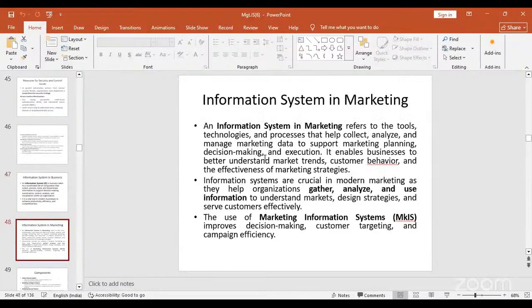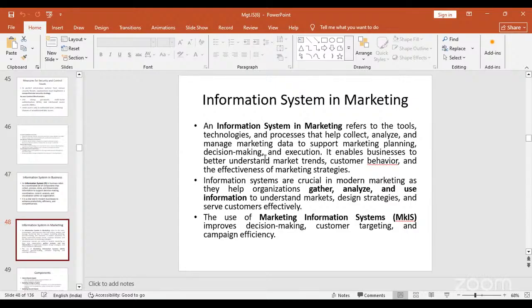So first we will discuss the individual business information system, that is information system in marketing. Clear? That is MKIS, marketing information system. It refers to tools, technology, and processes that help collect, analyze, and manage marketing data. So what are the marketing data? Anybody can tell? What are the marketing data?